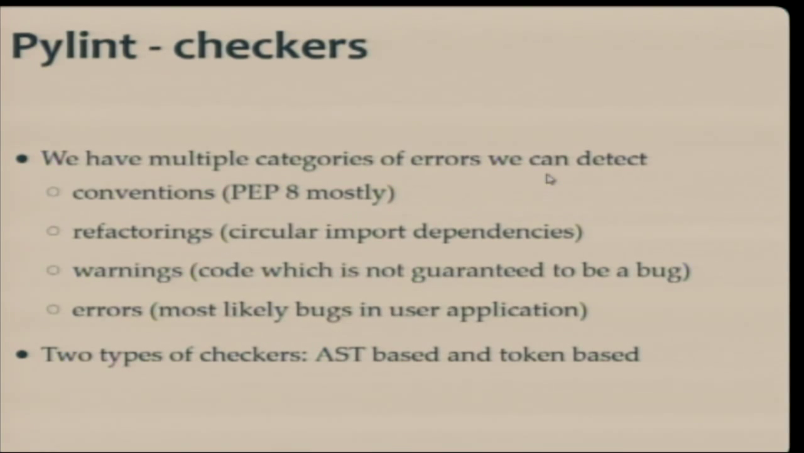Okay, we have multiple types of checkers and errors, such as conventions for PEP rules, refactorings, various warnings, which aren't necessarily bugs in your code, and actual bugs like no-member or not-callable, things like that. And we have two types of checkers, AST-based and token-based. The token-based checkers are for, I don't know, a line is too long, or bad indentation, or other similar examples.